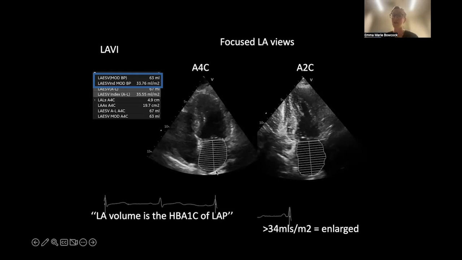And that's it, just like you do with your LV with the Simpsons, and you're not foreshortening, you need to just check that as well when you're doing LA volumes. And obviously not including pulmonary veins and atrial appendage in that cavity. You need to exclude them.